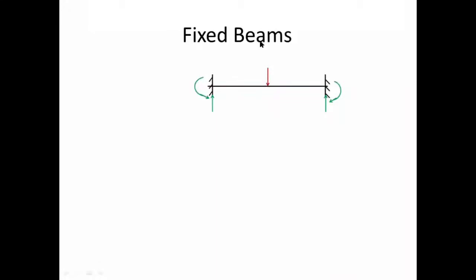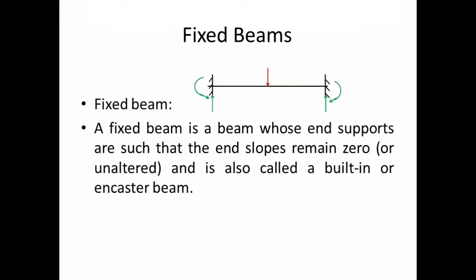Now, such beams we have never seen previously in SOM or mechanics. All beams were statically determinate. This is a statically indeterminate beam. So this is known as a fixed beam. So there is a definition for fixed beam also. A fixed beam is a beam whose end supports are such that the end slopes remain zero or unaltered, and is also called a built-in or encastre beam. Okay. Other names for fixed beam: built-in beam or encastre beam.